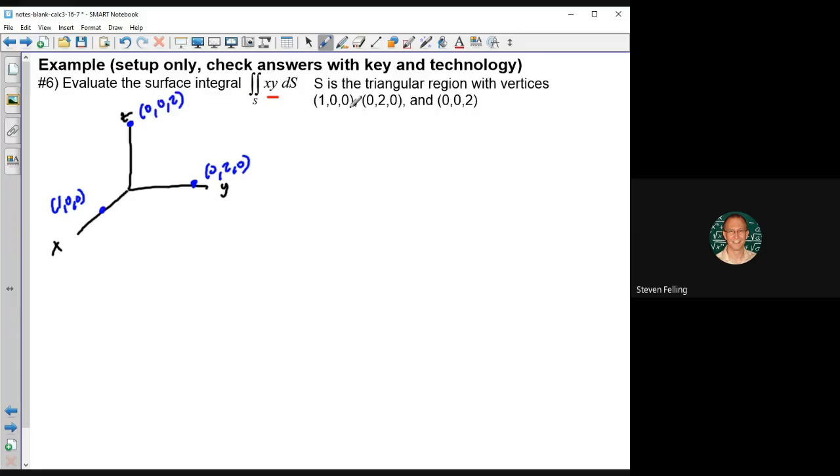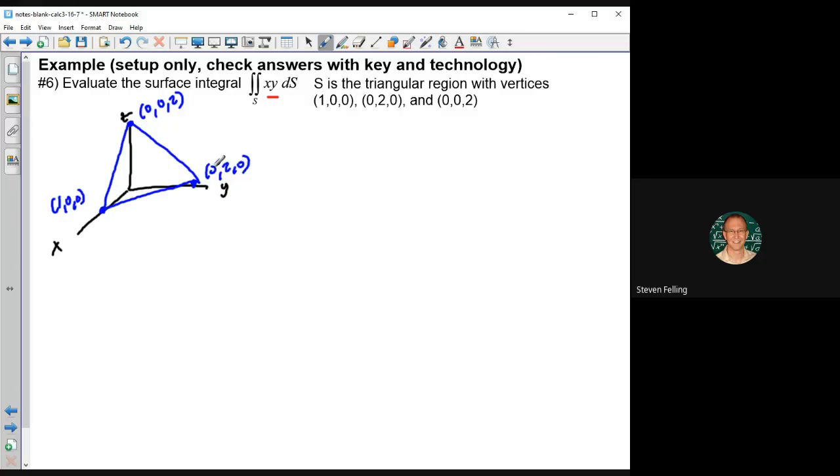Okay, so there's a triangular region in 3D space. So basically this is a planar surface, right? All right, so this is the surface, and we want to integrate the number values of all these, whatever x times y would be, along all these numbers and get the sum of that.